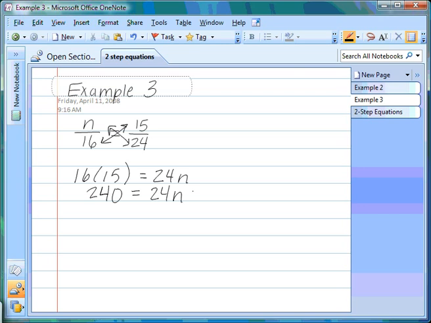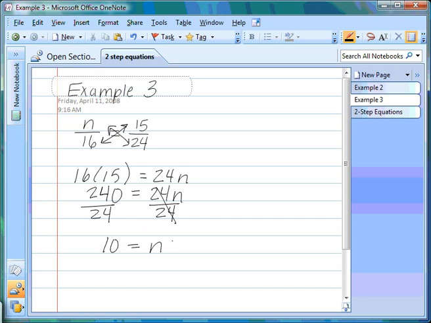We need to get rid of the number that's with the variable. Right now it's 24n, so that's multiplication. We have to divide it out. So we divide 24 out of both sides. Working from left to right, 240 divided by 24 equals 10. Bring down our equal sign. The 24's cancel out, and we have our n left, so n equals 10.